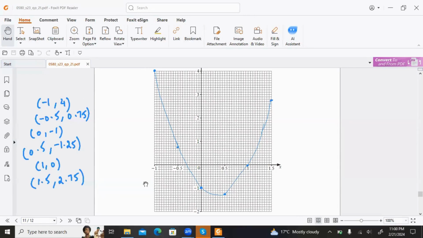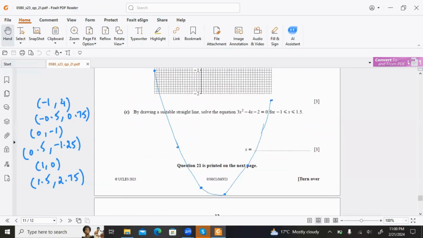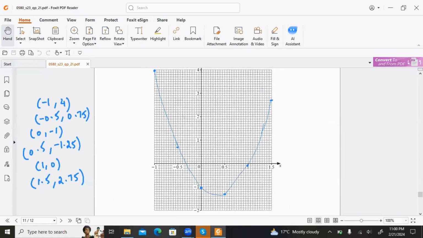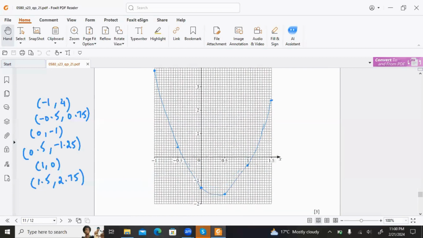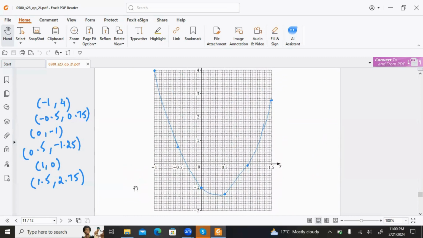Next part, it's asking us to, we've done that. Drawing a suitable straight line, solve the equation 3x squared minus 4x minus 2 for the limit of -1 to 1.5. Okay, so here's the trick. For this, we already know the original equation is y equals 3x squared minus 2x minus 1. So they have given us the equation to solve for, which is 3x squared minus 4x minus 2 equals 0.